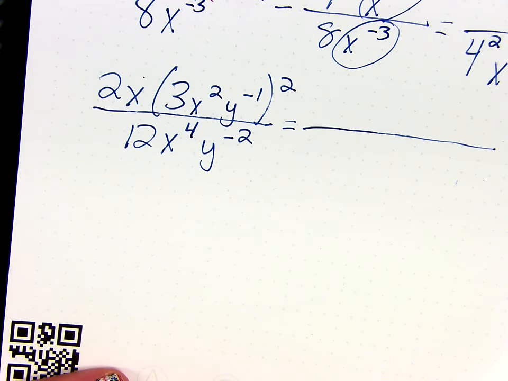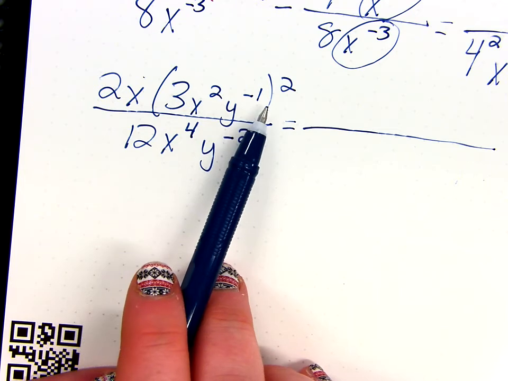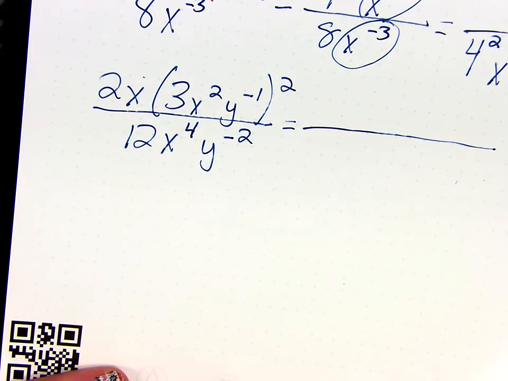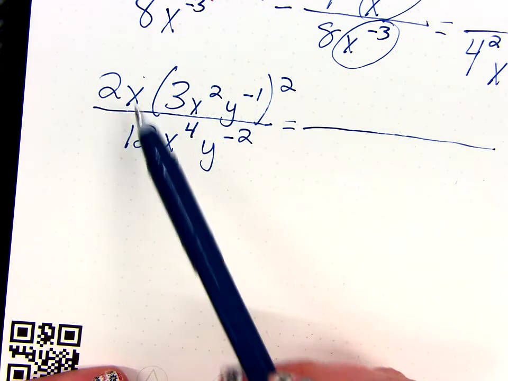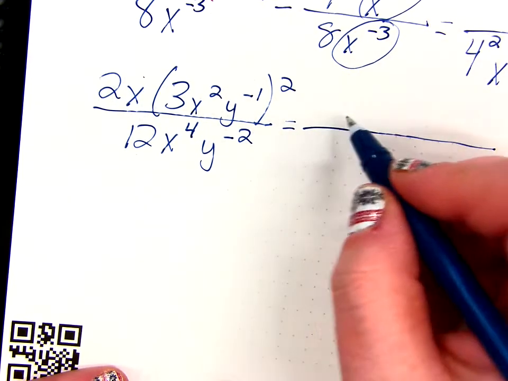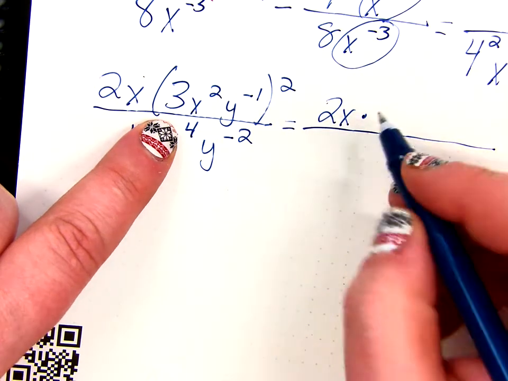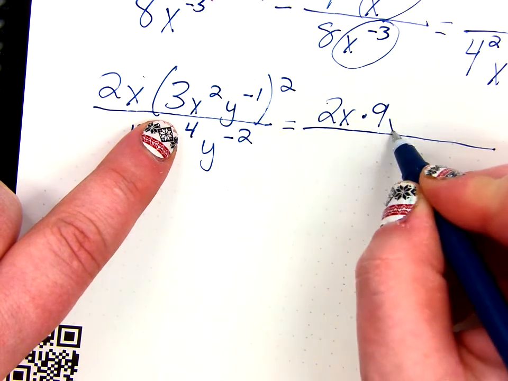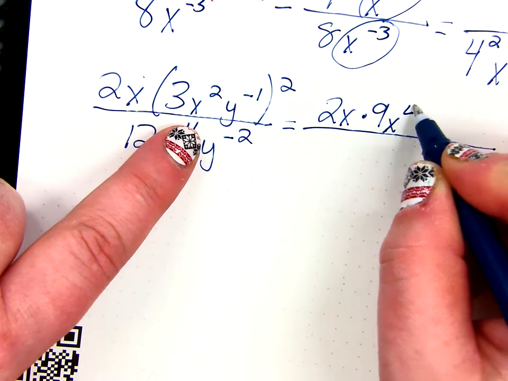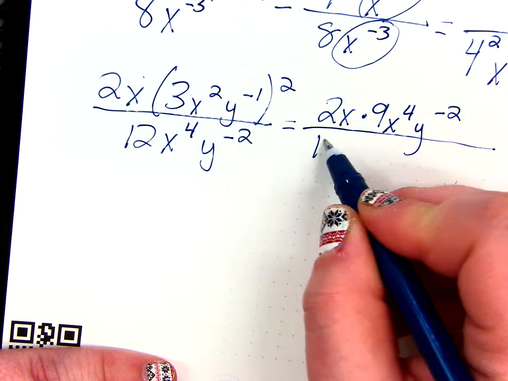Okay, so I'm going to start off by squaring everything in this parenthesis. That's what I would do first. You didn't have to do that first. Maybe you reduce the 2 and the 12 first. I don't know. I am going to do this. 2x, and then everything in there is getting squared. So that's now 9x to the 4th, y to the negative 2. Downstairs, I'll just recopy it.